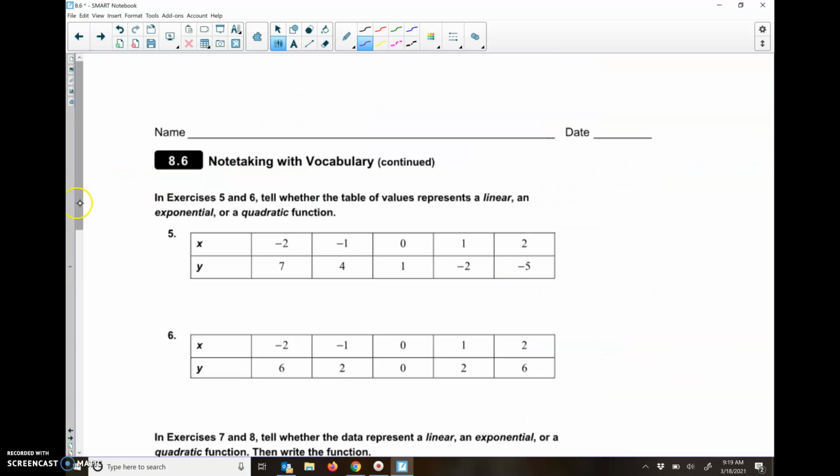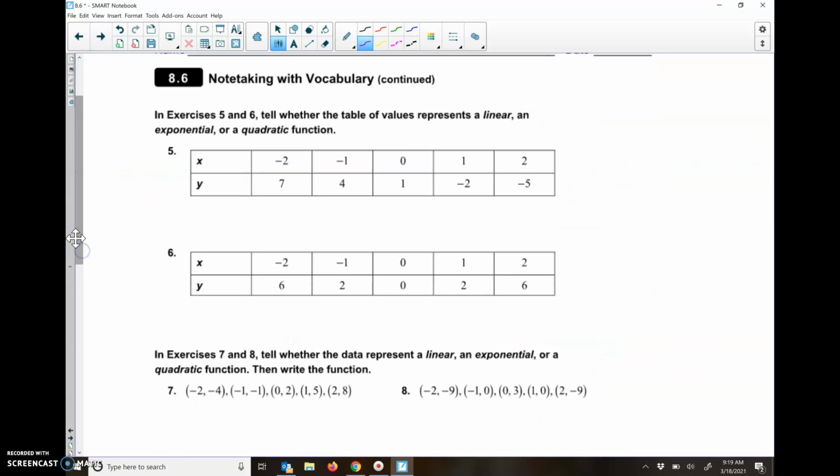So let's see if we can see from the boxes here, from these tables, what the pattern is. So I'm looking here, I have 7 to 4 to 1 to negative 2 to negative 5. To me, it looks like that's going down 3. And when it goes up or down by constant adding or subtracting, that means it would be linear.